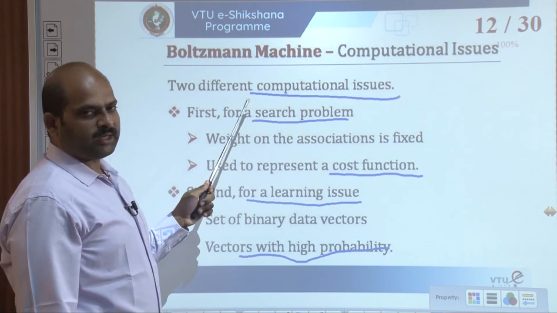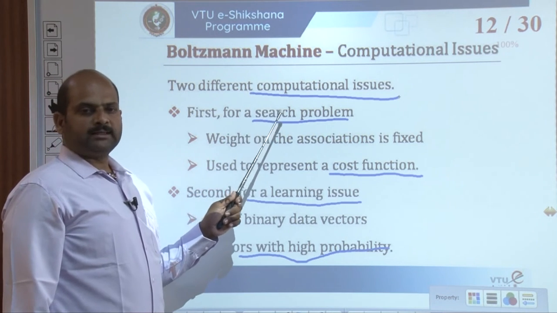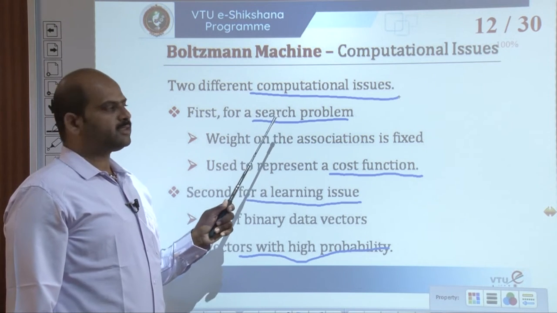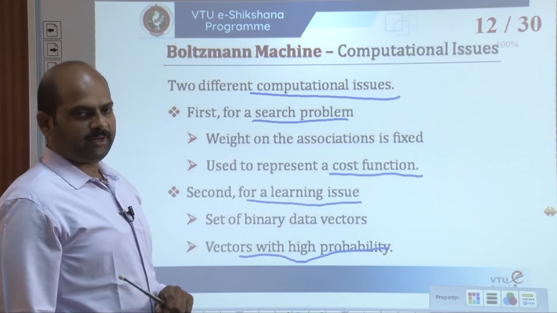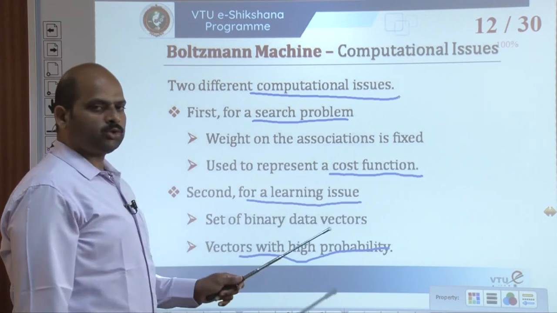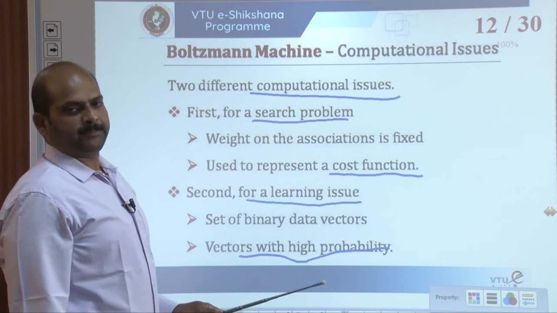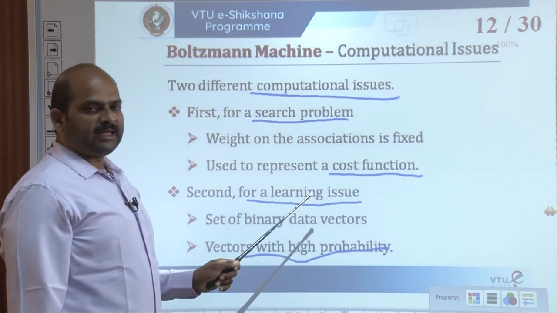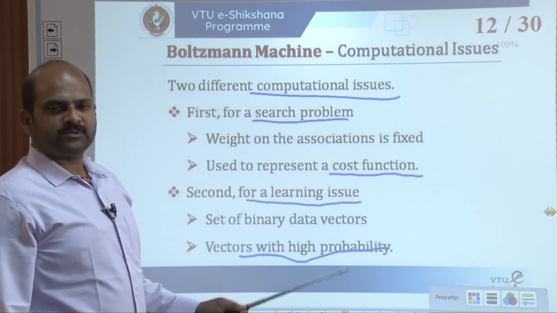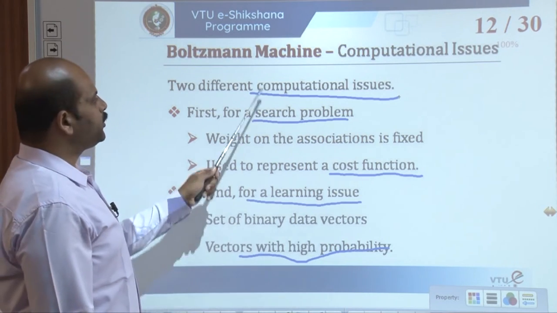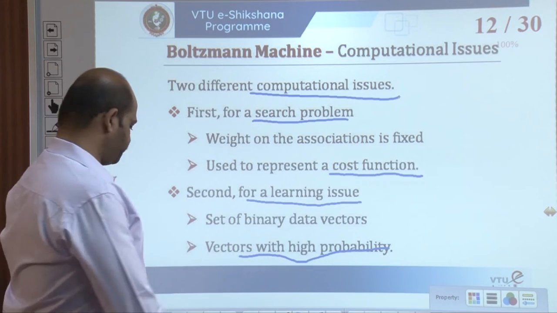So, to solve the first one, it must discover the weights on the associations to relate to other possible binary vectors, so that the data vector's minimum value of the cost function is going to be identified. For the next one, the learning issue, the Boltzmann machine makes numerous small updates to its weights, and each update expects it to tackle a wide range of search issues. In such a way, we are going to overcome the computational issues of the Boltzmann machine.